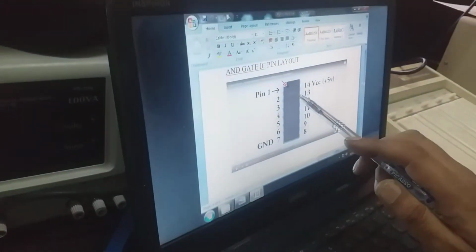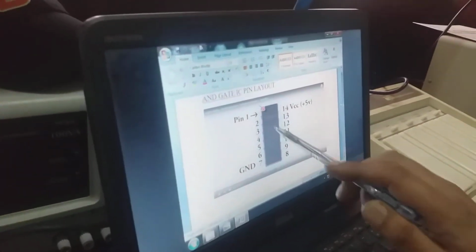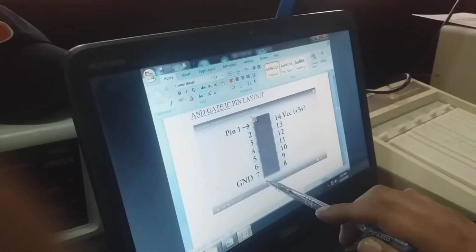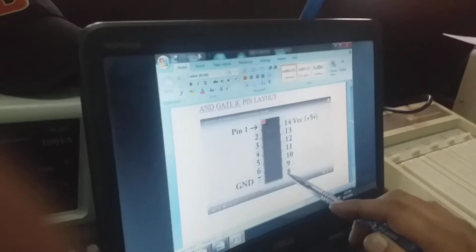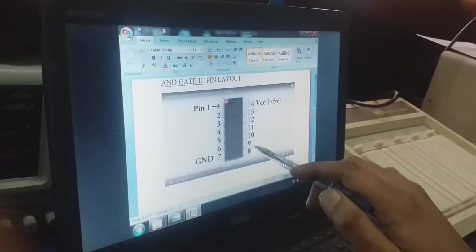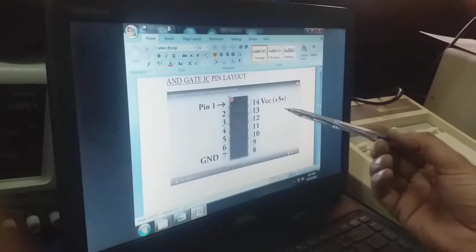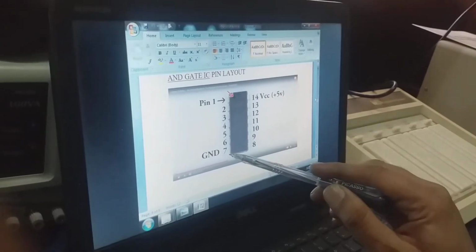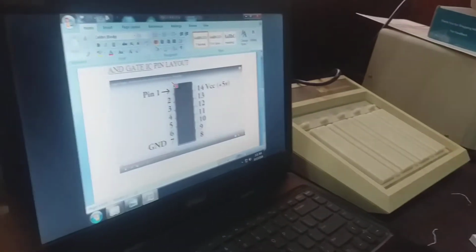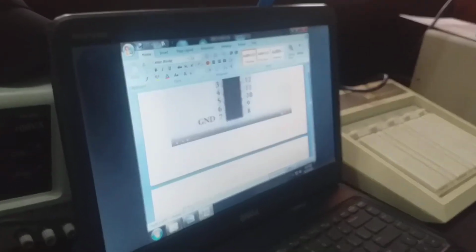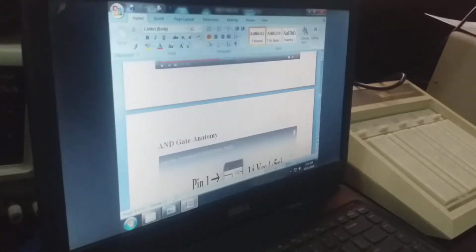So from the cut side towards the left, the first pin is called pin number 1, then 2, 3, and so on. This is the 7th pin. For the 8th pin, you have to come this way up to here. In this way, you can cover all of the pins. Pin number 14 is the VCC, the voltage input pin, and pin number 7 is ground for this AND gate IC.